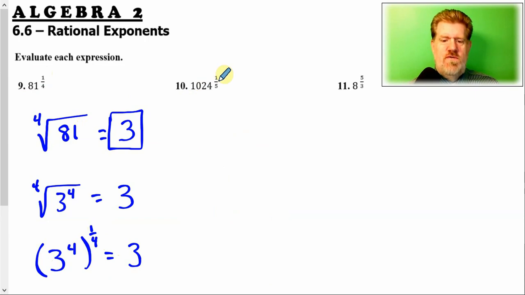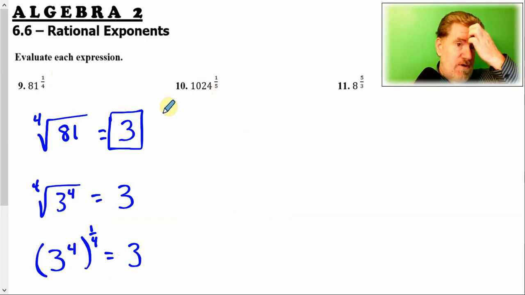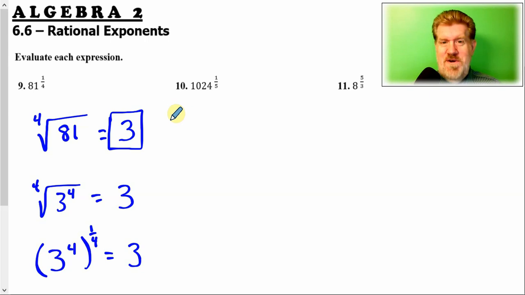1024 to the 1/5. I actually happen to recognize 1024. I know what it is. I know that it's 2 to the 10th power. Now, it's just because I work with binary, at least I used to. So those numbers are familiar to me. So I know this is 2 to the 10th power to the 1/5.